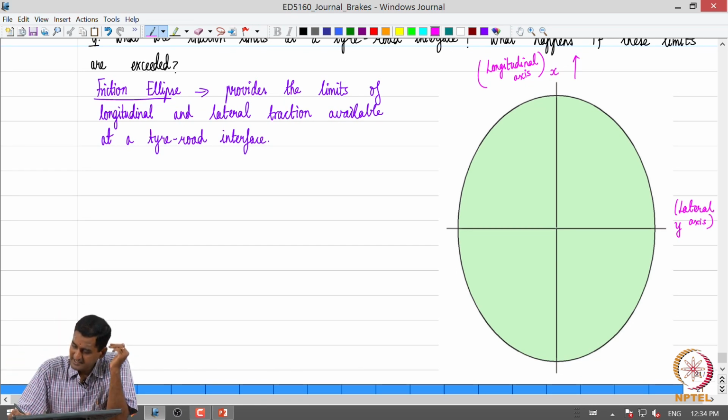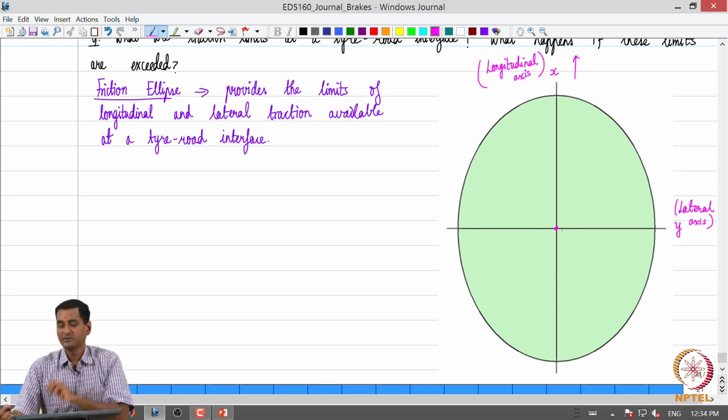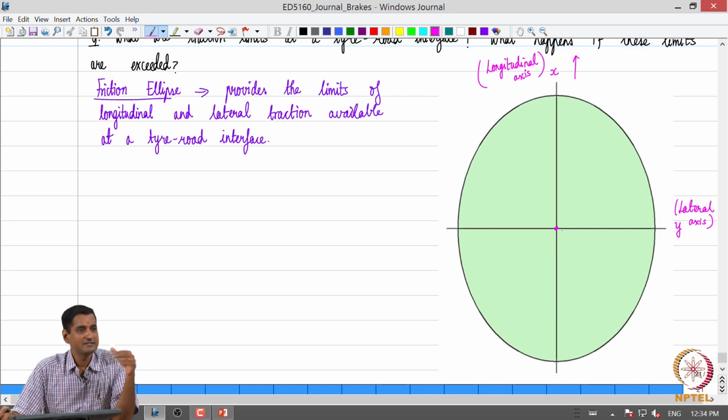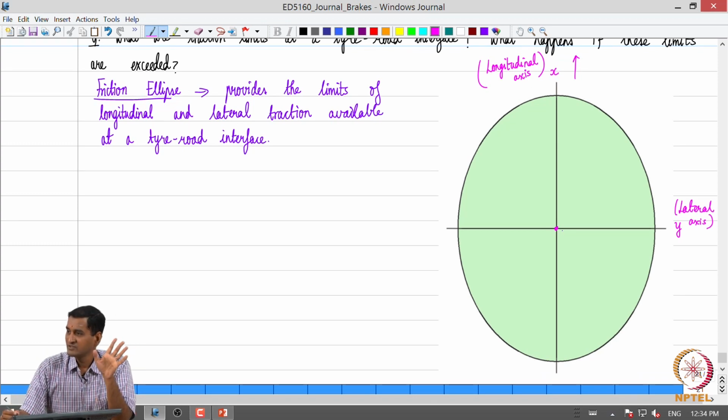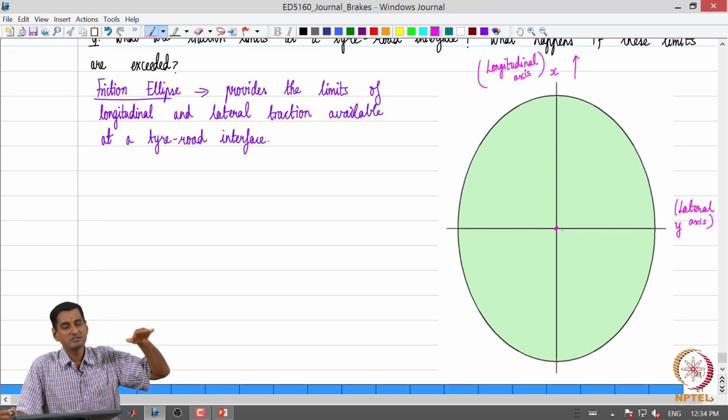Now, let us say I am at the origin of this ellipse. Mark O, I am at the origin of the ellipse. That means I am neither asking the powertrain to generate any force, nor asking the brake to generate any force, and I am not turning the vehicle either. Fx is 0, Fy is 0. This will correspond to what is called coast down, because as we already know, even if I am going on a flat road, we will have rolling resistance and aerodynamic drag acting on the vehicle, as we saw when we did the powertrain analysis.